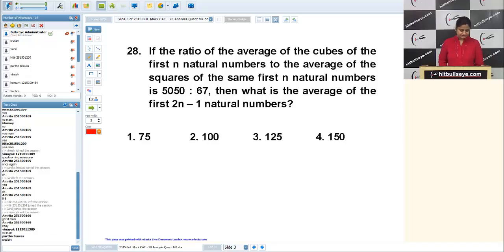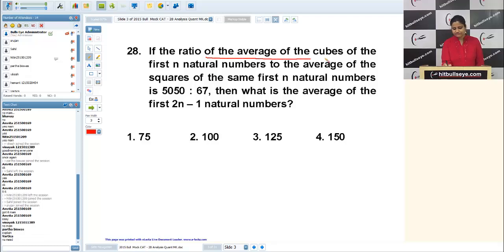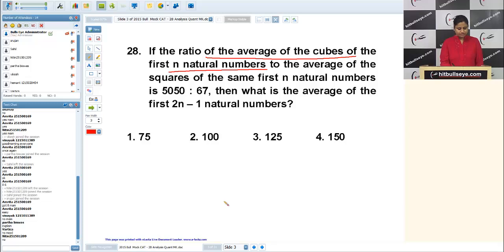Okay, Partha. Okay, Partha Biswas. Let us see. The ratio of the average of the cubes of the first n natural numbers. What do you mean by vertical?